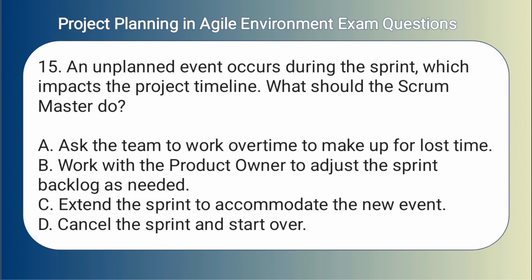15. An unplanned event occurs during the sprint, which impacts the project timeline. What should the Scrum Master do? A. Ask the team to work overtime to make up for lost time. B. Work with the product owner to adjust the sprint backlog as needed. C. Extend the sprint to accommodate the new event. D. Cancel the sprint and start over.